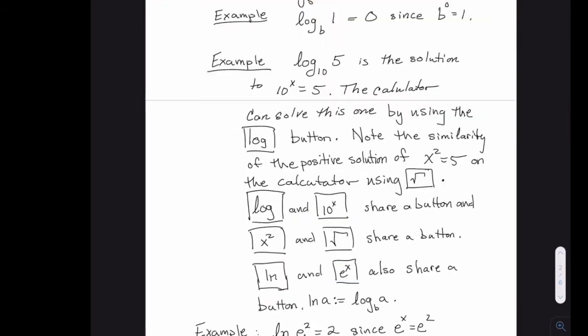Log base b of 1 is 0, since b to the 0 is 1. Log base 10 of 5 is the solution to this. Now that's a little tricky, because none of the numbers we try gives us 5. We can't find a solution, but I do want to point out that your calculator knows the answer. There's a log button on your calculator. Log means log base 10.